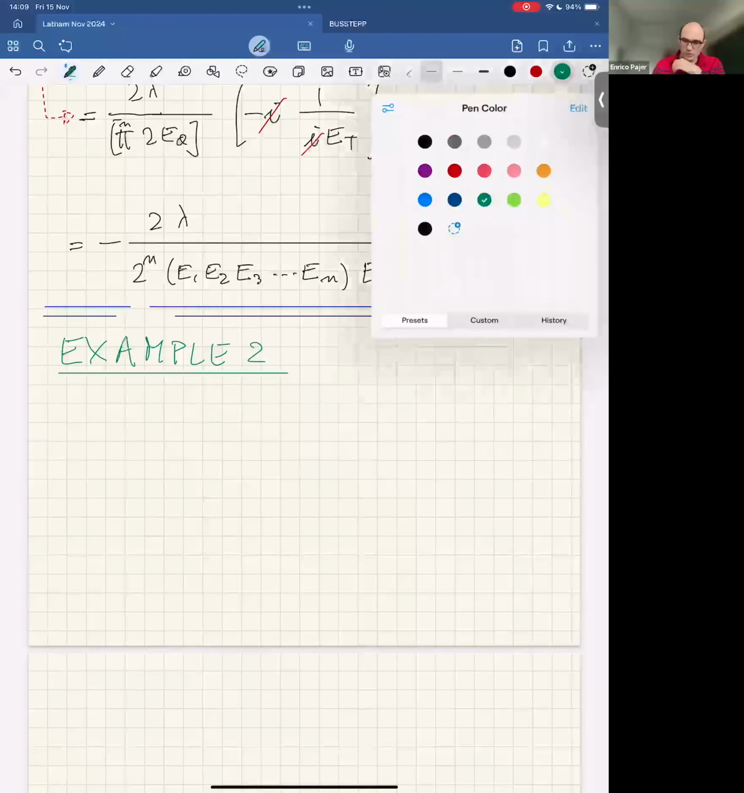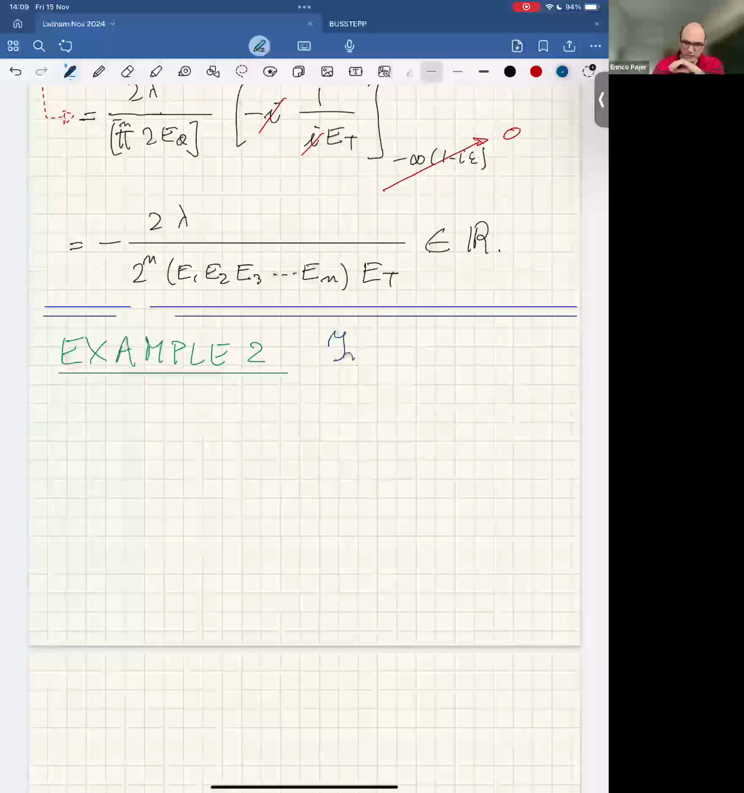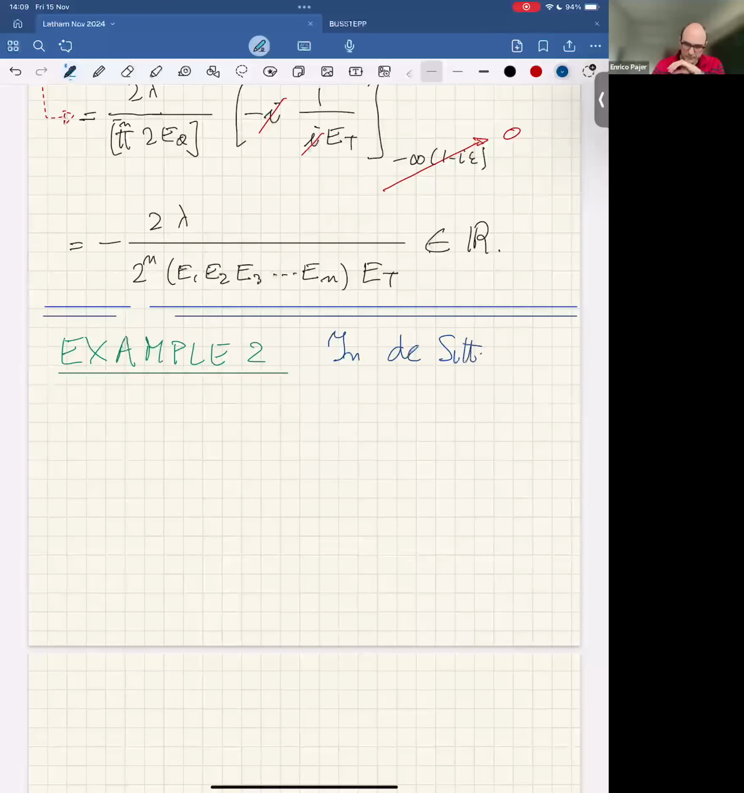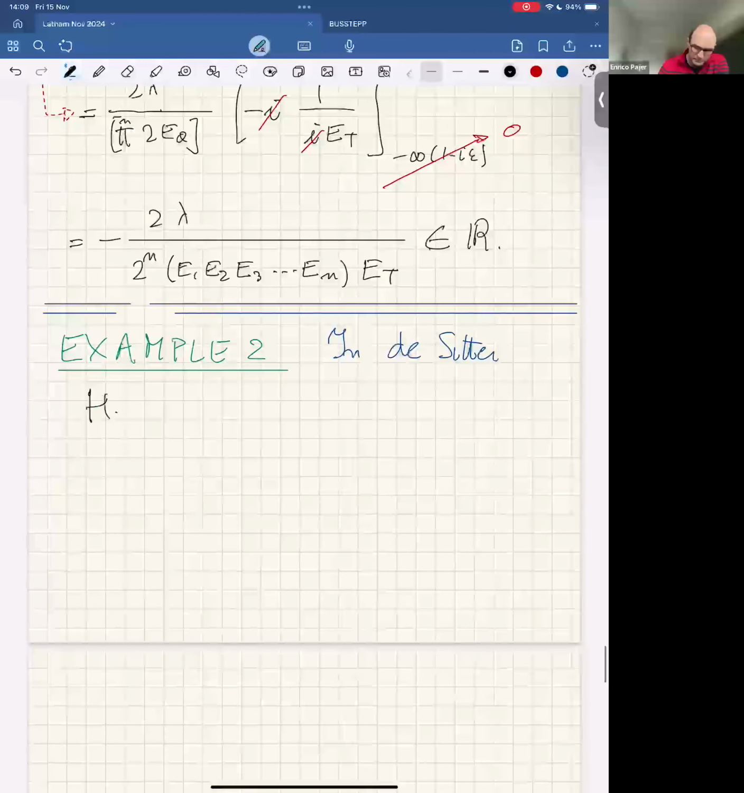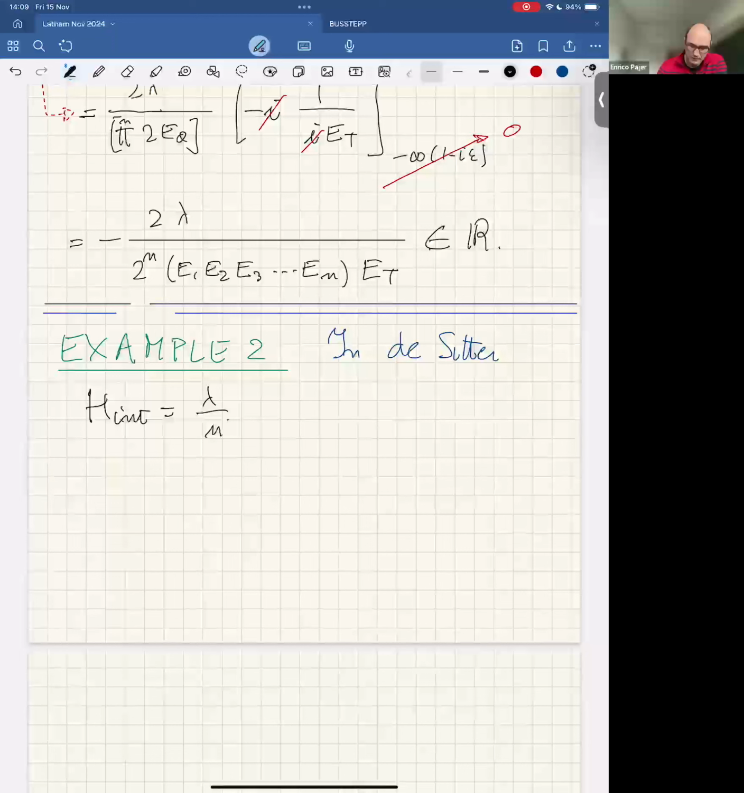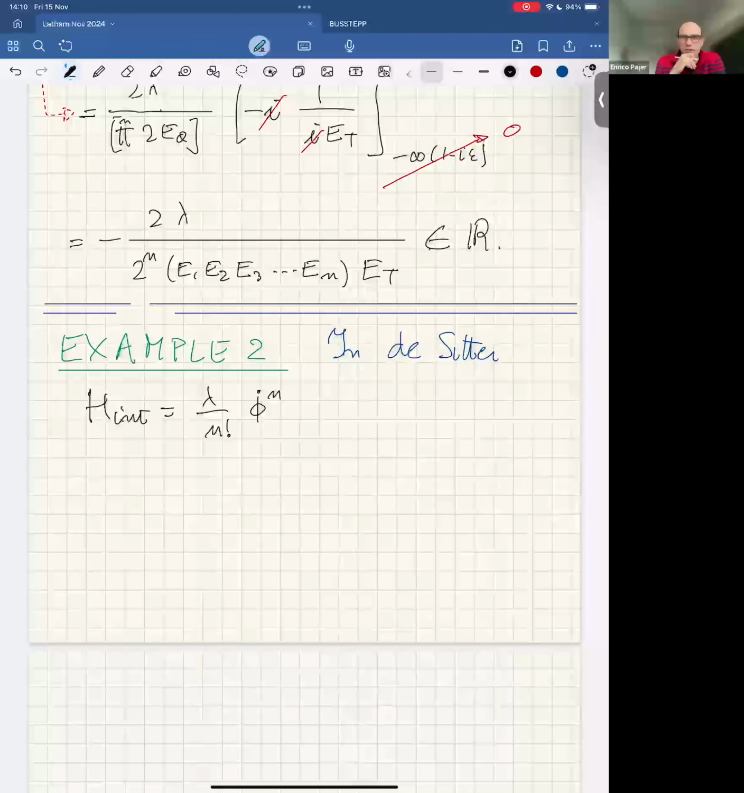This is another calculation, but this time we're going to actually do it in de Sitter spacetime. And for a reason that perhaps will become clear later, I'm going to consider the interaction Hamiltonian given by lambda over n factorial, but instead of phi to the n, I'm going to put phi dot to the n.